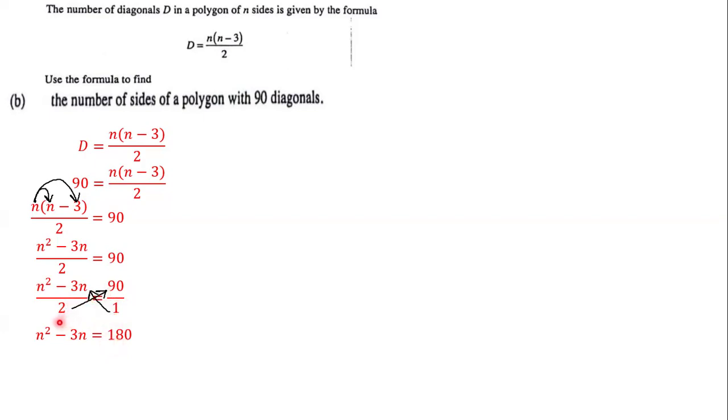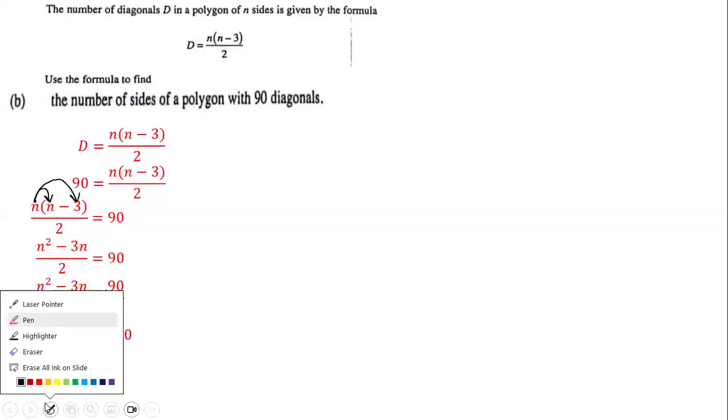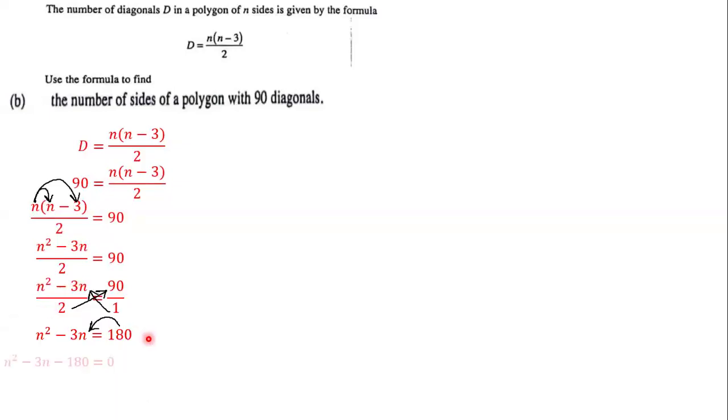And then on this side we have 1 times n squared minus 3n. And so 1 times n squared minus 3n is n squared minus 3n. It's the same thing. And so what we're gonna do here is take 180 and send it over the equal sign. It was a positive 180, but when we send it over, it becomes negative 180. So we have n squared minus 3n minus 180 is equal to 0.